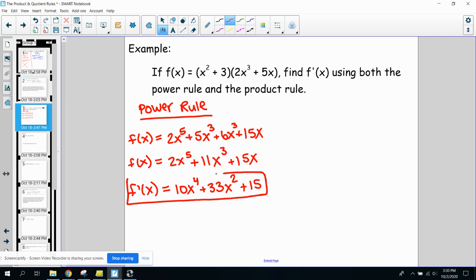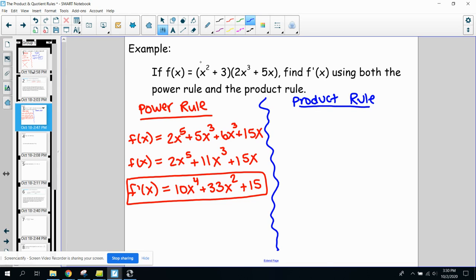When the function gets a little bit more complicated, it's going to be easier to use the product rule. You might think that this time the power rule is better. It depends on the function. So here we're going to use the product rule. The product rule says that we take the first, so we're going to call that the first function, and this is the second function. So we're going to write the derivative.